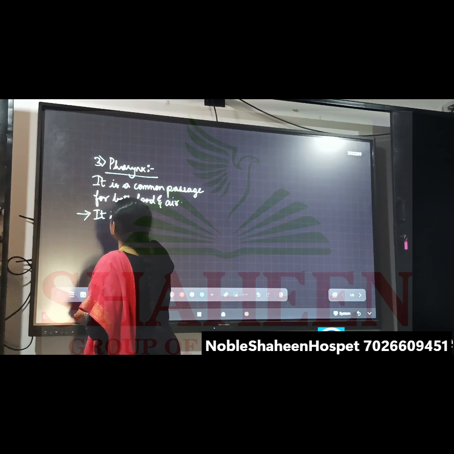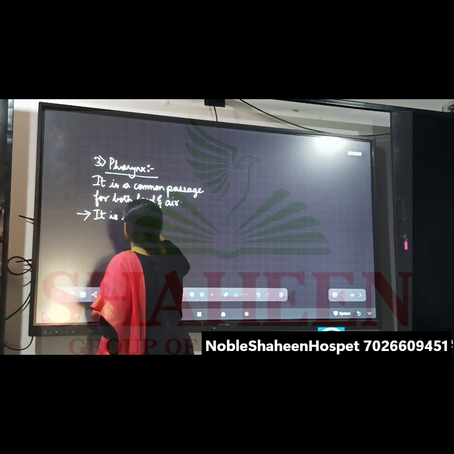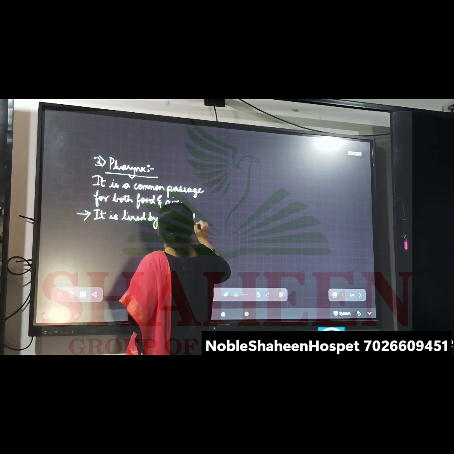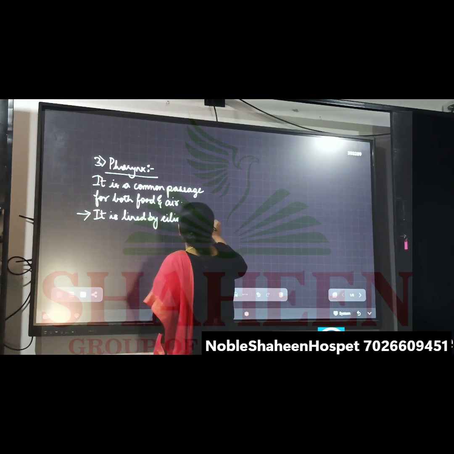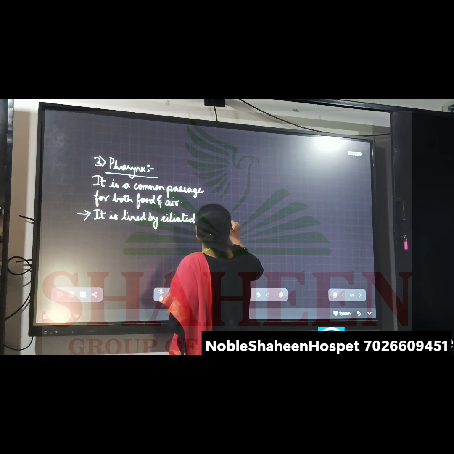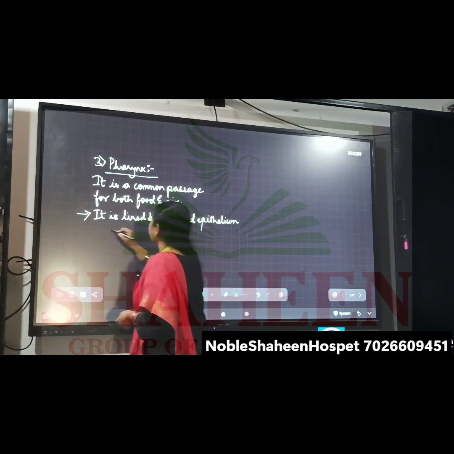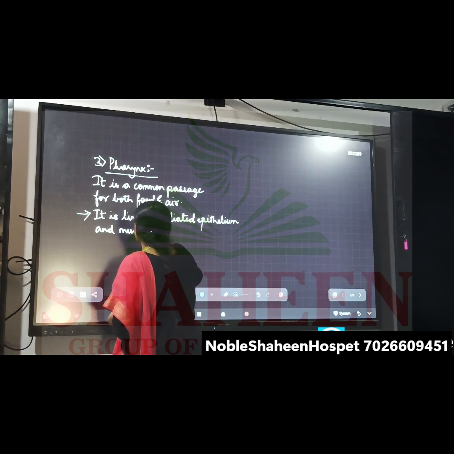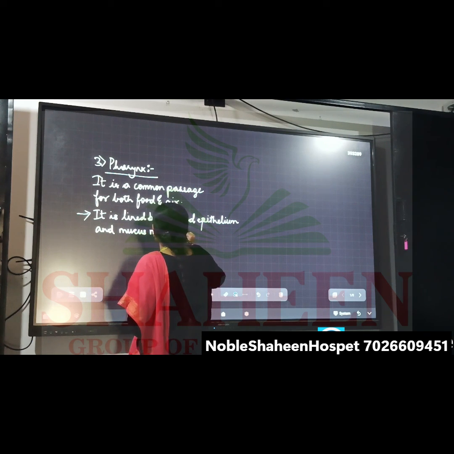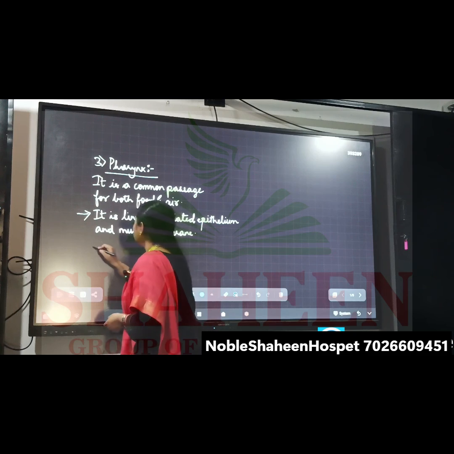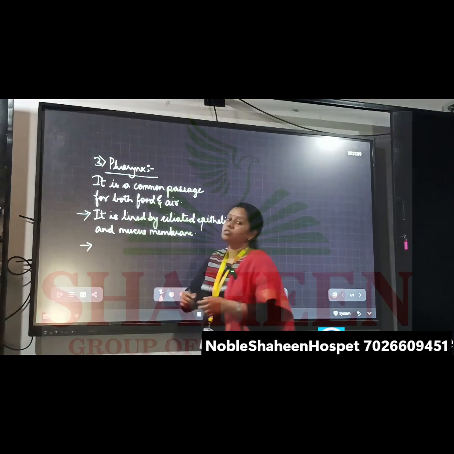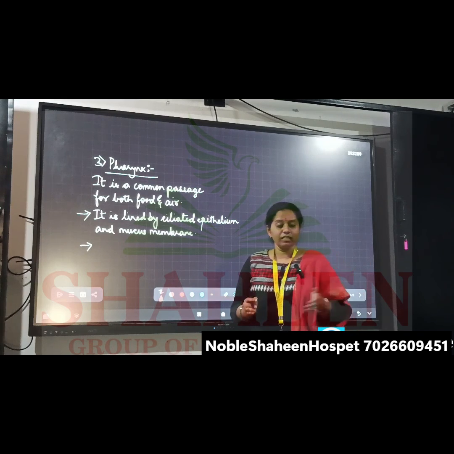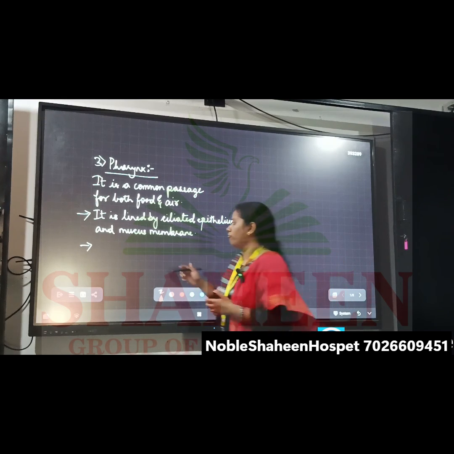So it is lined by ciliated epithelium and also mucous membrane. Even pharynx is also divided into three different parts called the nasopharynx, oropharynx and laryngopharynx.